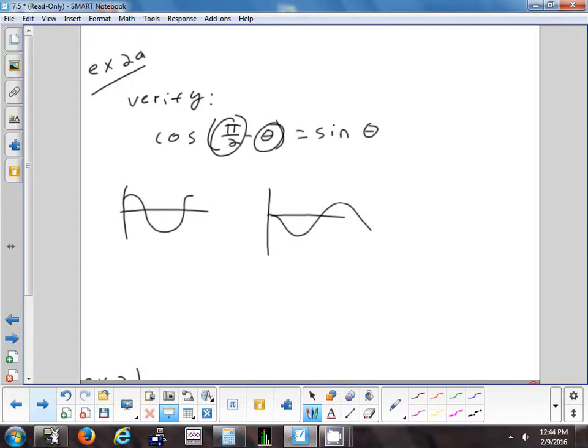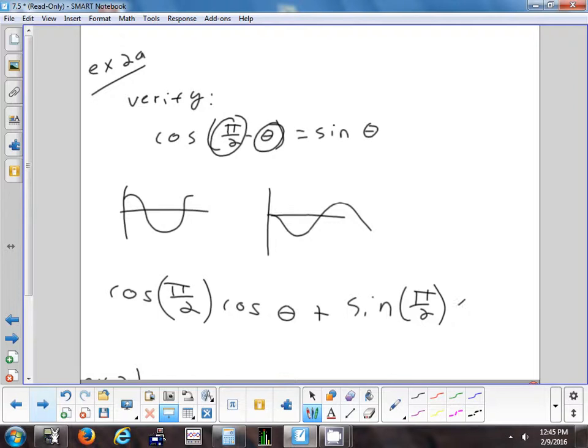Somebody remind me, how does the cosine formula start out when we split it? Cosine of the first, cosine of the second. Is it a plus or a minus? Plus. Yep, it's a plus, and then it's sine of the first, sine of the second.